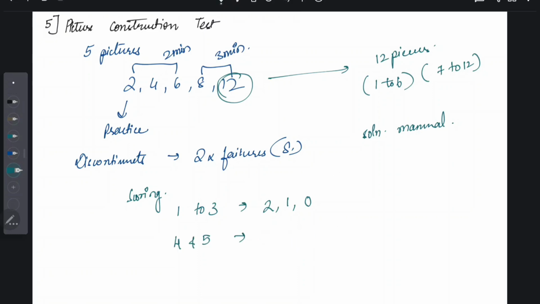So for pictures 4 and 5, the score given is 3 if they take within 1 minute, 2 if they take any time between 1 minute to 2 minutes, 1 if they take 2 to 3 minutes, and 0 if they take more than 3 minutes or if they fail. The maximum score that they can get over here is 15. 95 is the maximum score of the battery.